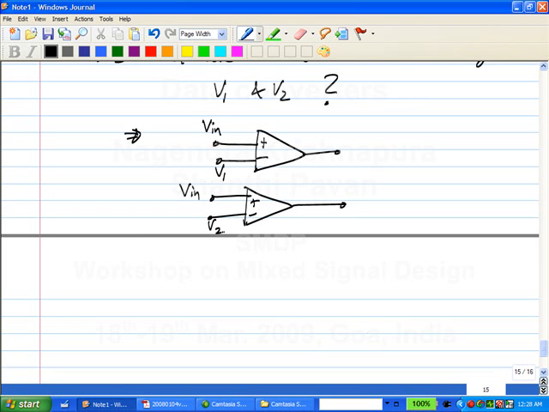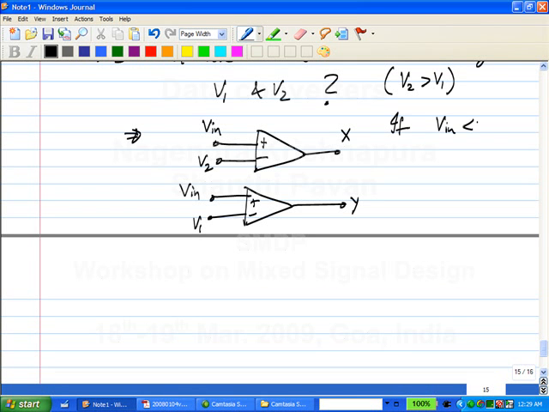Correct? So let me call this V1, and this is V2, and let me just assume that V2 is greater than V1. So X and Y are two logical outputs.